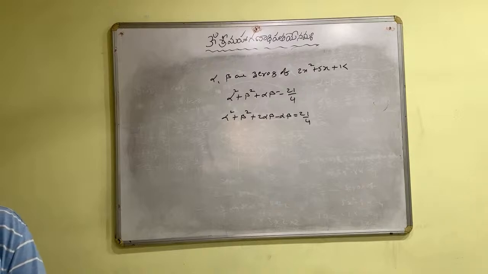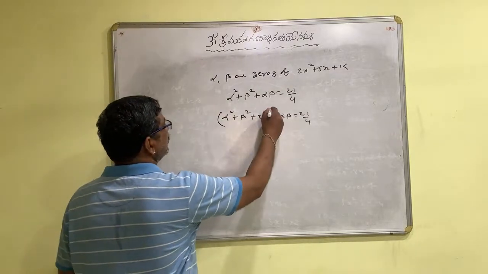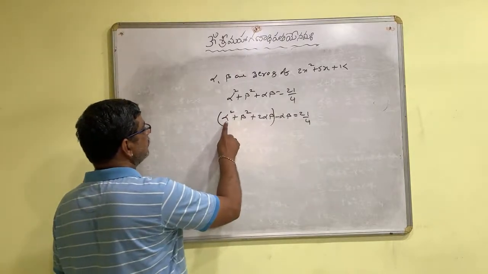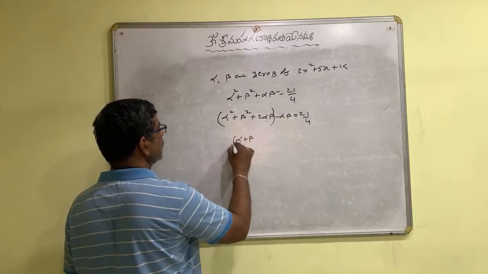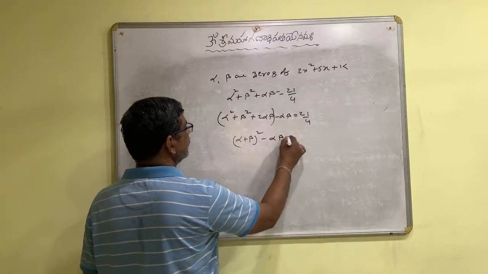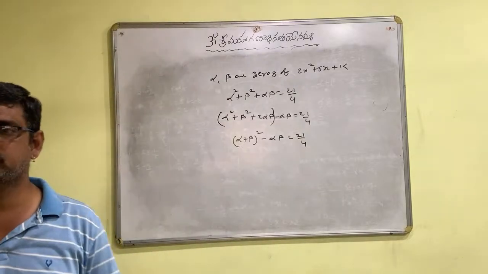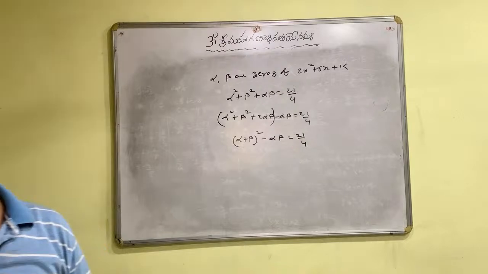Given is alpha square plus beta square plus alpha beta is 21 by 4. But what change am I doing? Only one change: instead of alpha beta I am writing 2 alpha beta and immediately minus alpha beta. Good. Now see here, children, up to here, alpha square plus beta square plus 2 alpha beta, I can write as alpha plus beta whole square, minus alpha beta is equal to 21 by 4.